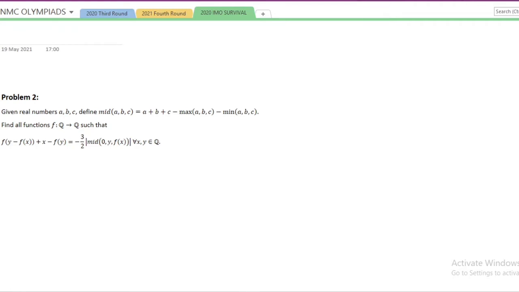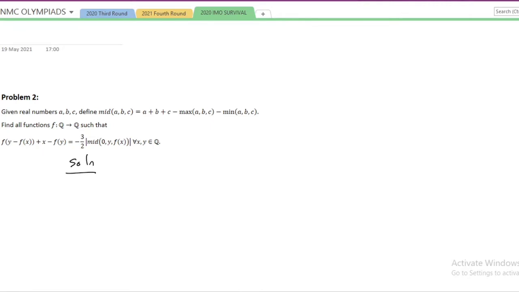Today we'll be looking at the second problem from the Nigerian team IMO selection test, year 2020. Alright, so the problem goes as follows. Given real numbers A, B, C, we define the mid of A, B, and C to be the sum minus the maximum minus the minimum. So we're to find all functions f from rationals to rationals such that we have this equation for all x, y rational.